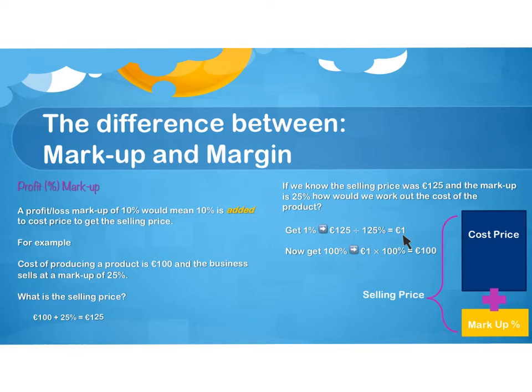This gives us €1. Now, if we've got 1% and we want to know what 100% of the cost is, we multiply by 100 to get €100, which we know is the cost price based on the previous example. So just remember, for markup, you add on the markup to get the selling price. It's not included in the cost. It's additional to the cost.